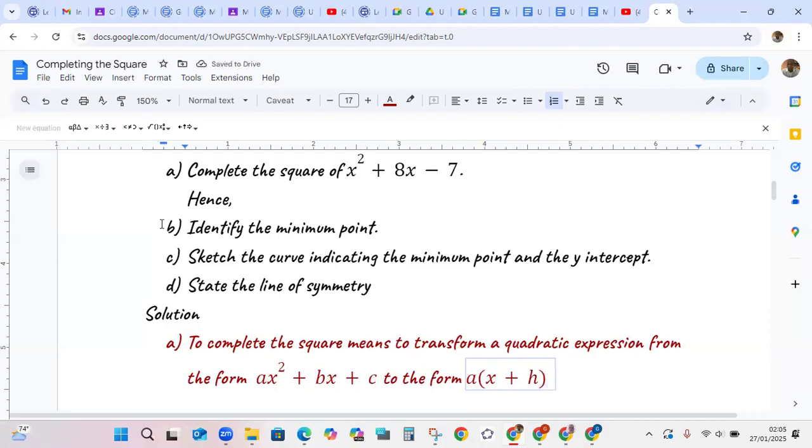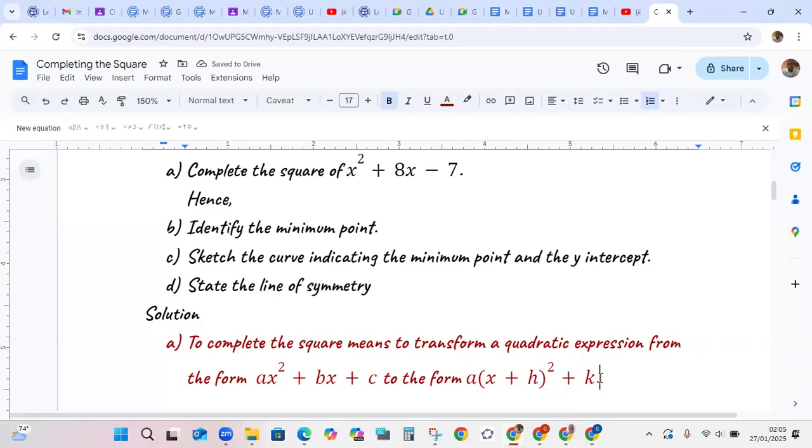Raised to the power of 2, so that's where the square will be outside, plus another number called q, or you could call it k, you could call it any arbitrary letter. So a will still remain from the original format, but b and c will not be there anymore. You will have 2 new numbers, which are h and k.